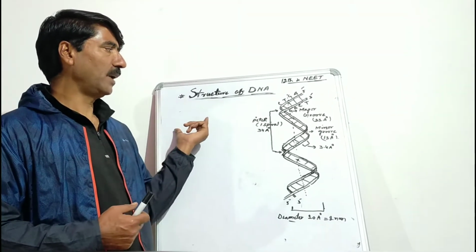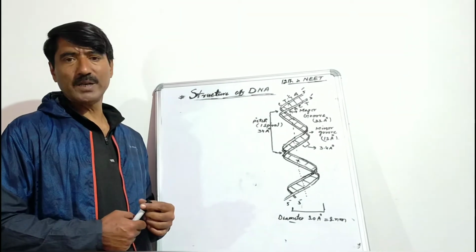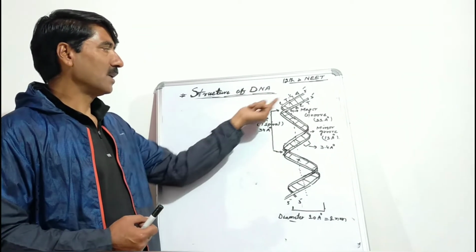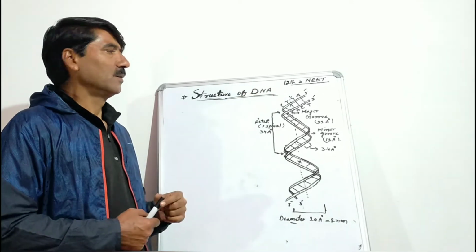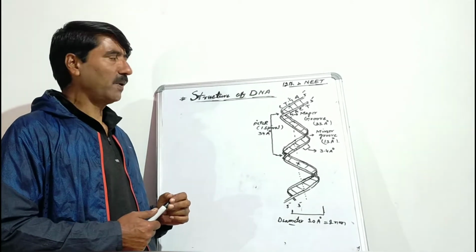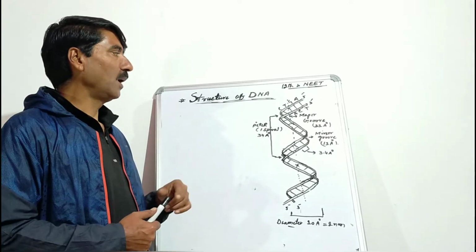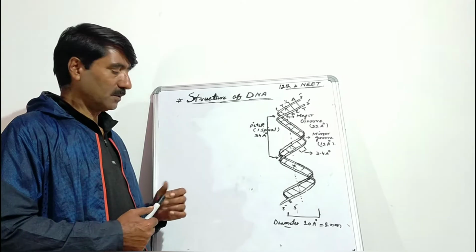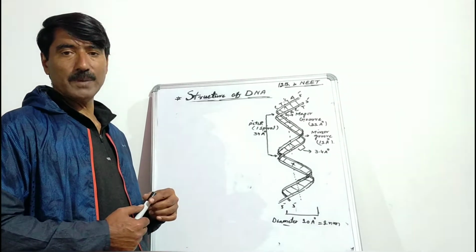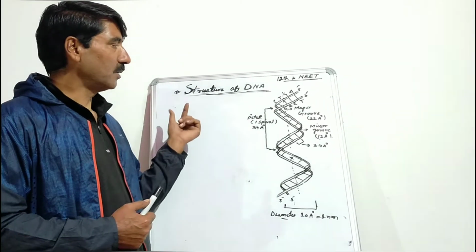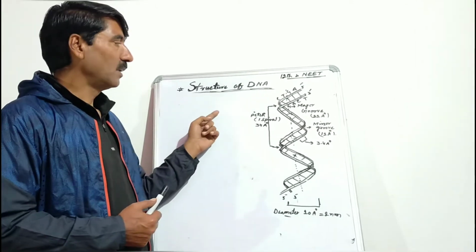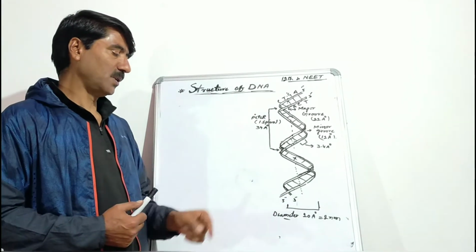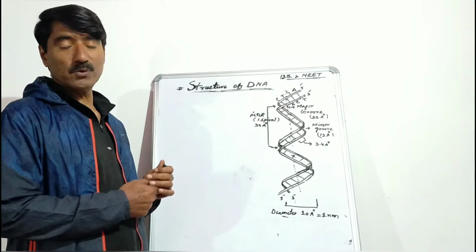We have already read about the polarity of the polynucleotide chains. That is, the polynucleotide chain has at one end a free phosphate group at the carbon number 5, that is called the 5' end, and at the other end there is a free hydroxyl group at carbon number 3, that is called the 3' end. So there is a direction or the polarity of a polynucleotide chain, that is, it starts from the 5' end and the other end is 3'. So the direction is 5' to 3'.